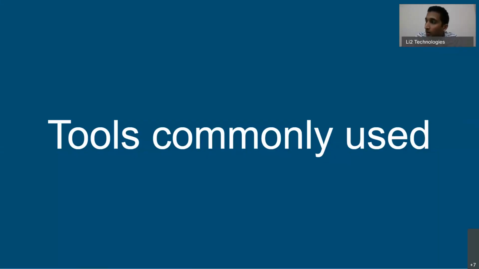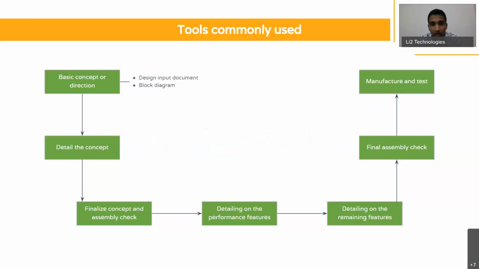So now to have all this done, we need tools. And when I say tools, I'm talking about primarily softwares. This has been a question that people have quite often asked. What kind of softwares do we use? So just to tell you, for the basic concept or the direction, quite often you can start off with a basic design input document, which identifies, okay, this is what I have and this is what I have to build. So it is a design input and a requirement document.